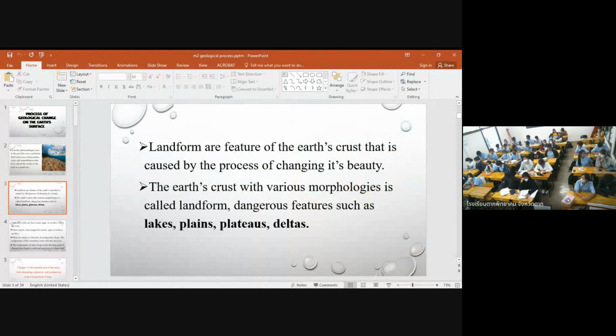So, landform. Landforms are features of the earth's crust that are caused by the process of changing shape. Some rocks, because of the process of changing their shape, are formed beautifully. So that earth crust with the various morphologies is called landform. Examples are features such as lakes, plains, plateaus, and deltas.